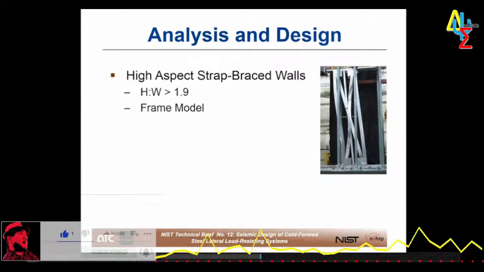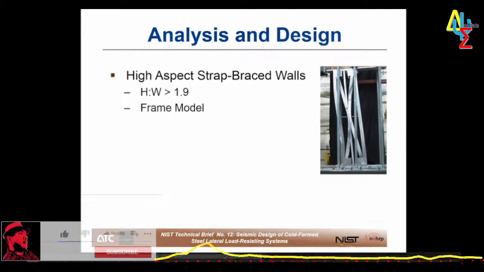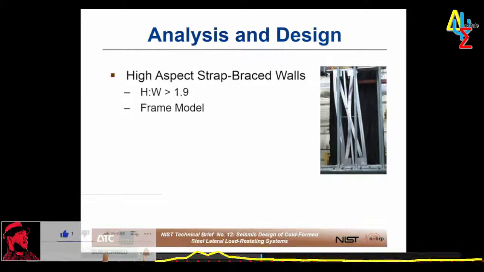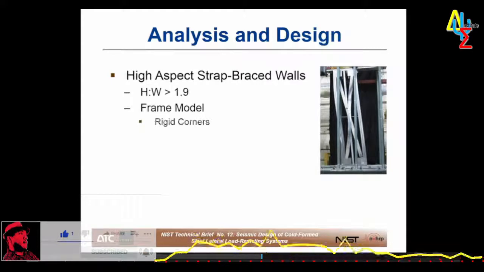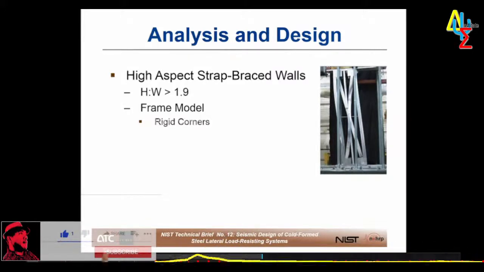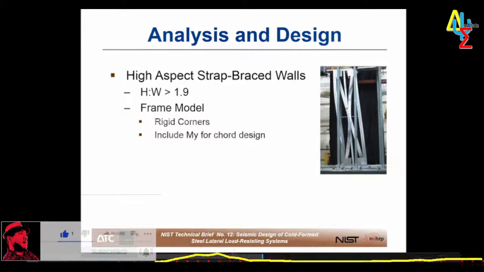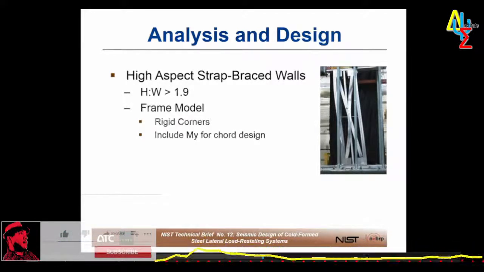So S400 requires a frame analysis, including joint fixity at the corners for the design of those cord studs. And a frame model can be used, or the S400 commentary actually provides equations that you can use just to estimate the cord weak axis moments. And the model should include the tension straps, of course, as well as rigid corners in all 4 of the corner locations. And the model is used to determine the weak axis bending, or the My, for the cord design to ensure that premature cord failure doesn't happen.